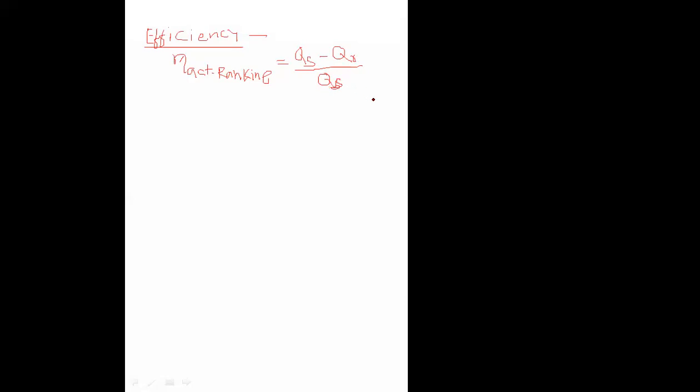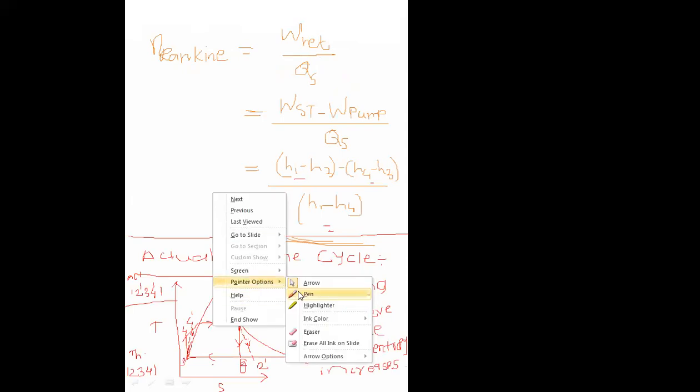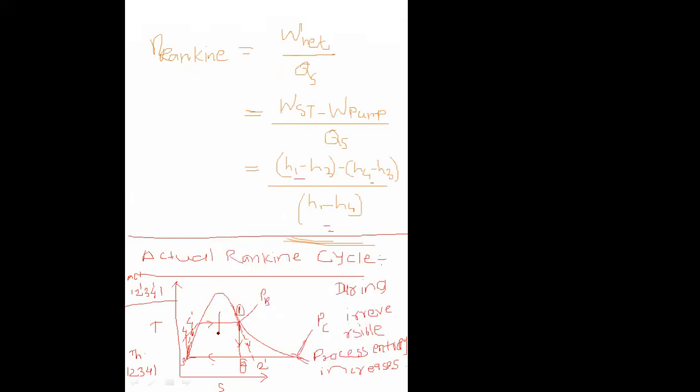Now here we have to go for the actual Rankine cycle. In that case, what is QS? Heat supplied. Here we are supplying the heat at constant pressure. Anybody of you can tell what it is in the actual Rankine cycle? This will be heat supplied QS, and this will be QR.